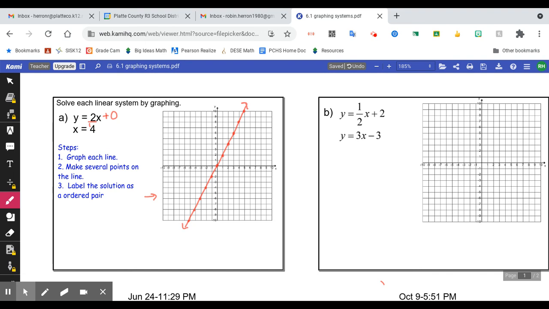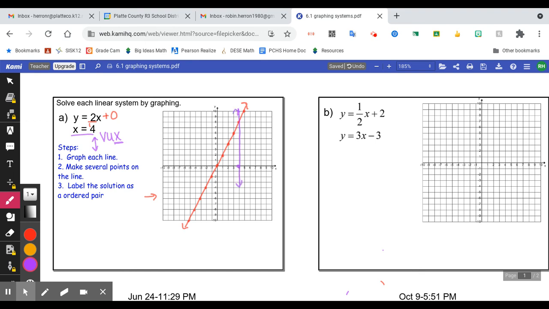Now, my other one, x equals 4. Well, hopefully you're seeing it starts with an x, so it's special. This is a vux line. Vux means vertical, up and down. It starts on the x-axis, so I go over to the x-axis at 4. My line will go straight up and down on 4. I kind of got off there a little bit. Let's try that again. Straight up and down at 4.